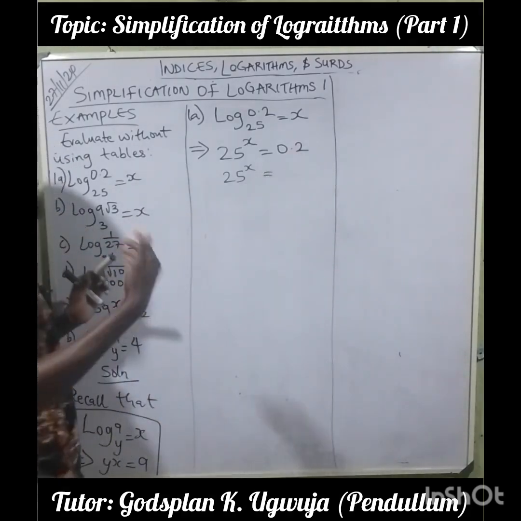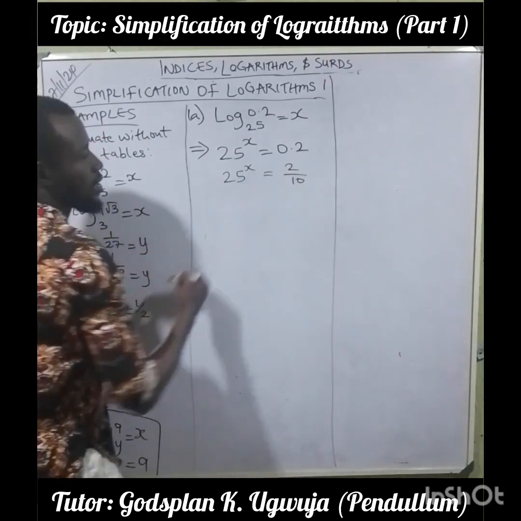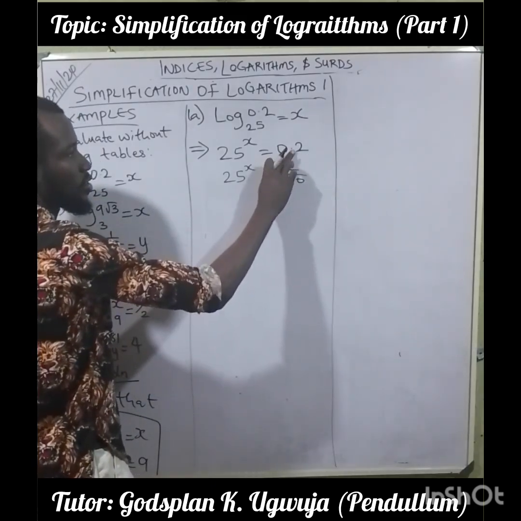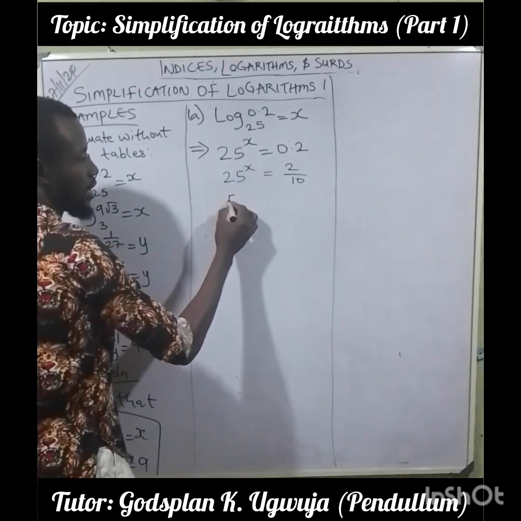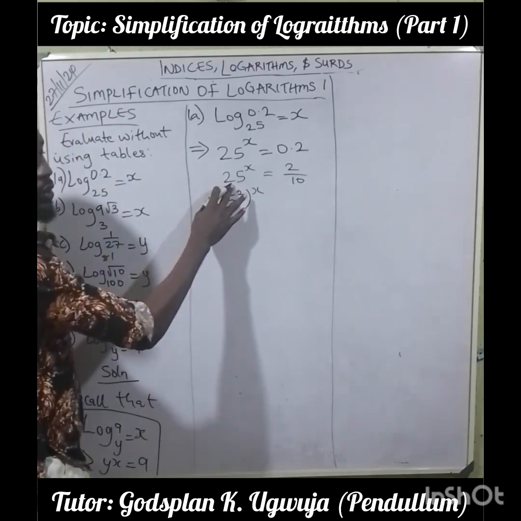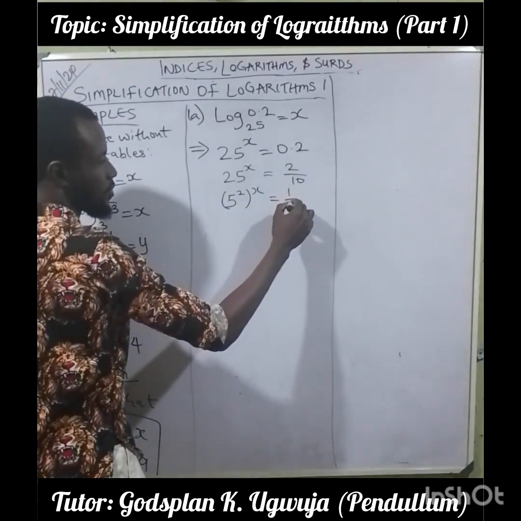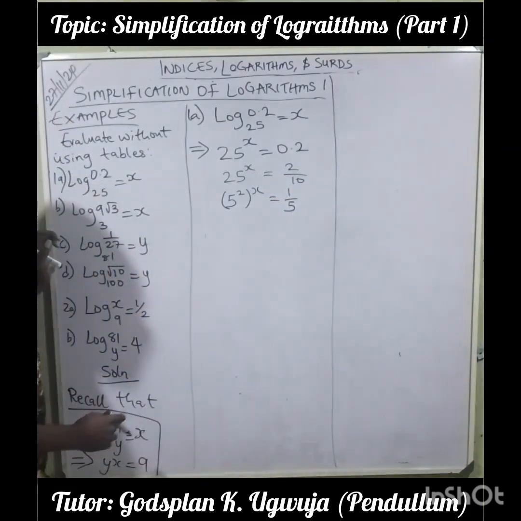Now 0.2, if I'm changing it to fraction, is going to be 2 over 10. Right? 0.2 is 2 over 10. 2 over 10, this is 1 and this is 0. Now this is 5 squared, right? Raised to power x. 25 is 5 squared. Then everything raised to power x. And I can write this one as 1 over 5. 2 into 2 is 1. 2 into 10 is 5.